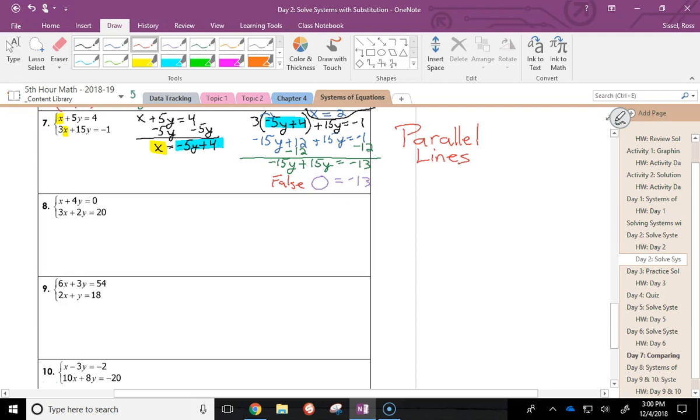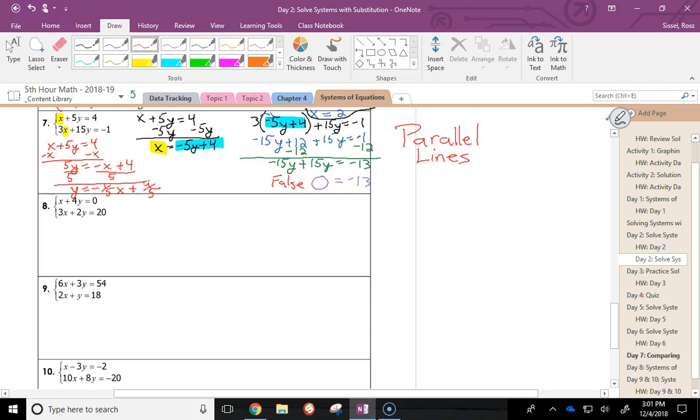You don't have to do this next step of work, but I'm going to prove it for you. If I was to take this equation, x plus 5y equals 4, I'm going to do it in red so you know this is my extra work just to prove this, and I solve for y. Okay, I'm going to divide by 5. I'd get y equals negative 1/5 x plus 4/5. Sure. My slope on this first equation is negative 1/5.